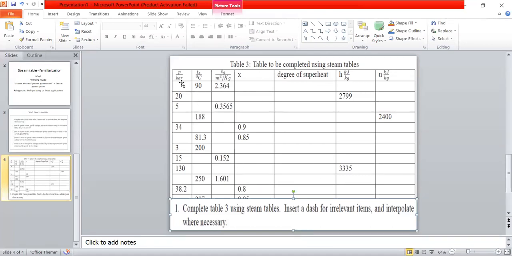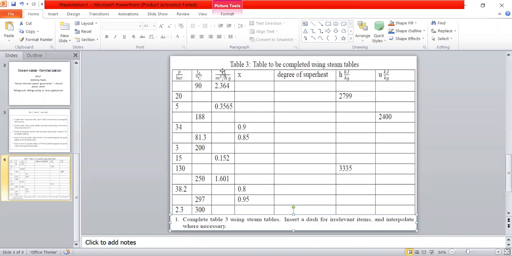If I refer to table 3, you can see the pressure column here in bars. Temperatures in degrees Celsius. Then you can see Vg. Vg means specific volume of gas. Okay. X, the dryness fraction. Degree of superheat. Specific enthalpies. Specific entropies.